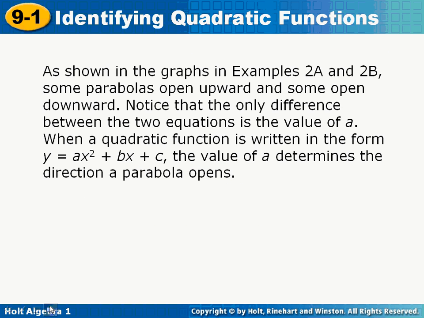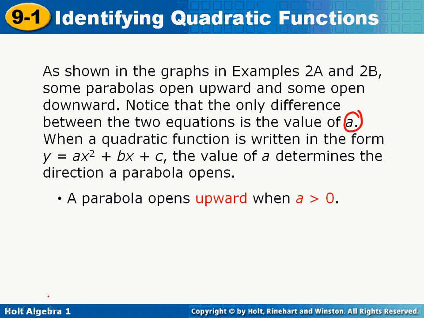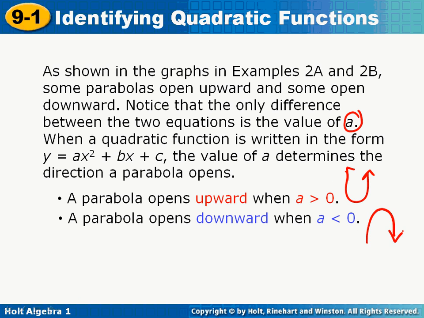All right, now, the only difference between the two equations that we have looked at so far is the value of A. And A does determine if the parabola goes up or down. So that last one went down because the 4 was a negative number. So it opens up if A is greater than 0, and it opens down when A is less than 0. That's the number in the front.